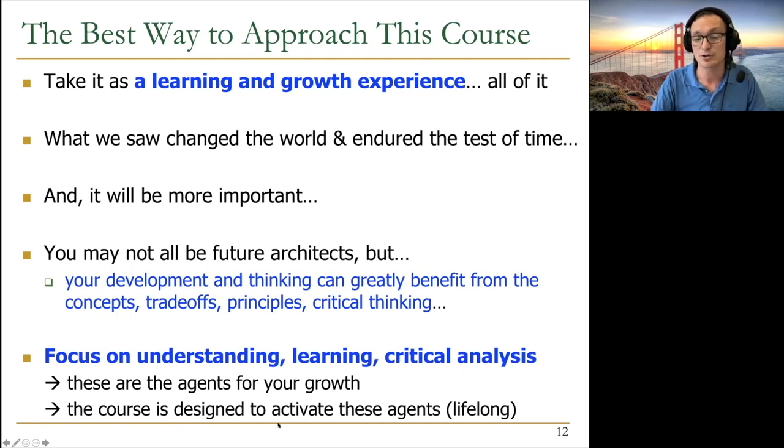And the course was specifically constructed to activate these agents so that hopefully they're activated lifelong, because I don't think any of these end with any education level, for example. Education is continuous and lifelong, and understanding, learning, and critical analysis is really important. And hopefully you have those agents.